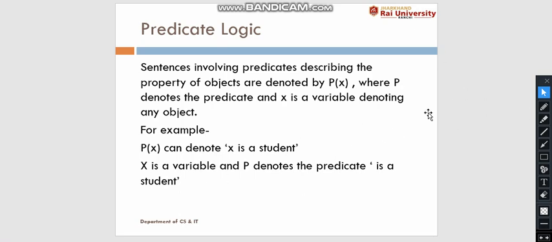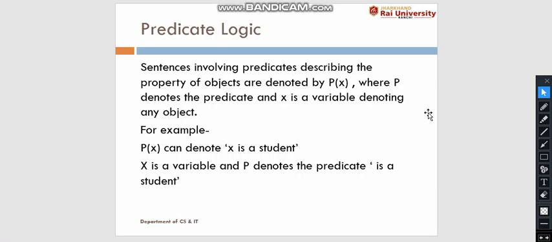Generally, propositional statements can be either true or false. But in real world problems, propositional logic fails to meet the expectations, because there are many statements in the real world which cannot be represented using propositional logic because it lacks quantification.